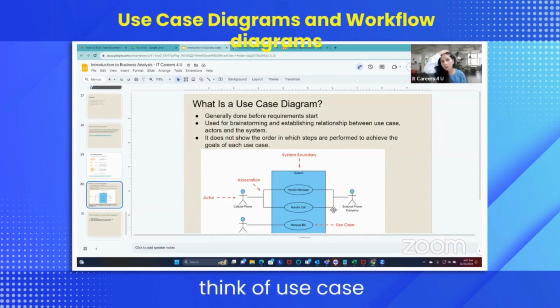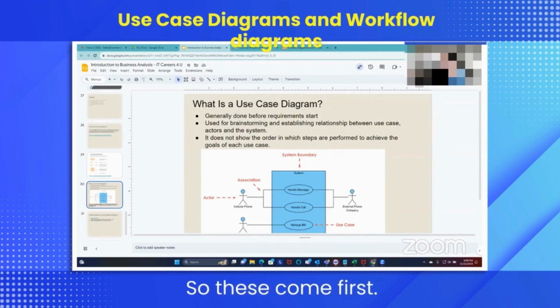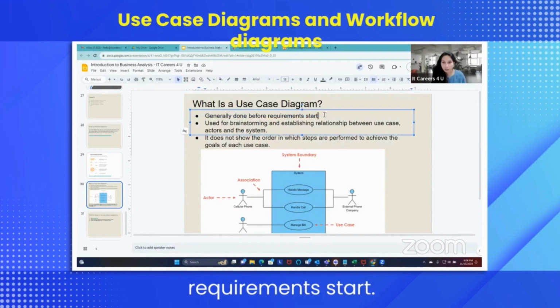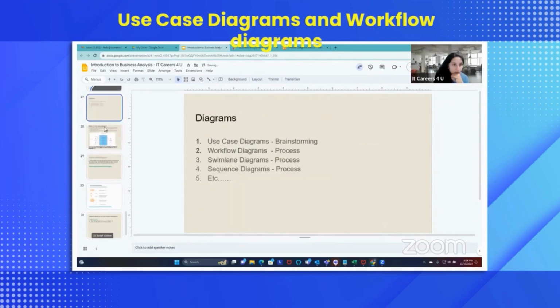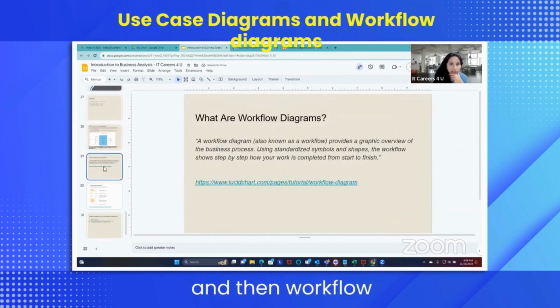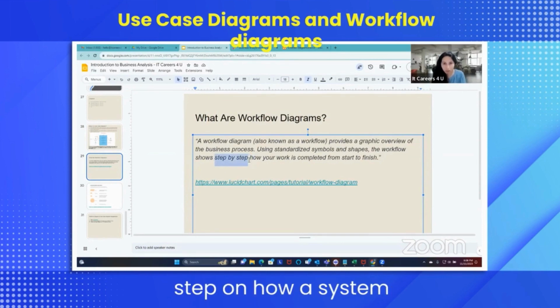So again, think of use case diagrams as brainstorming before you start diving into the requirements. So these come first. So generally done before requirements start, and maybe you could even say done in the planning phase. So maybe I should put these above the workflow diagrams. And then workflow diagrams is where you try to showcase step by step how a system needs to work.